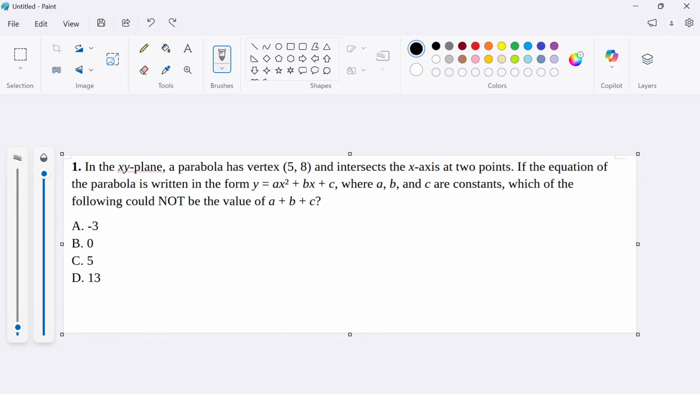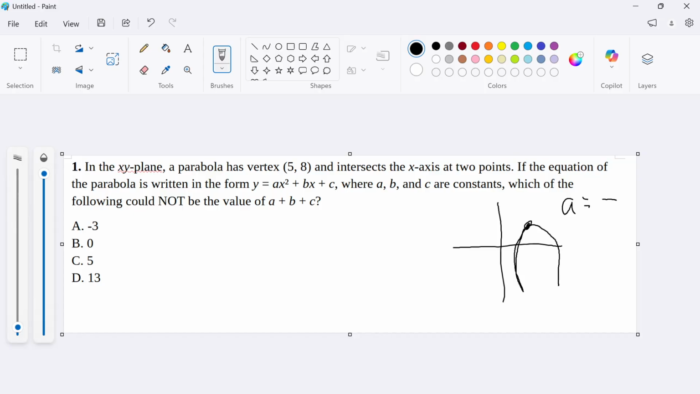Well, I'm going to show you, if you have a parabola and the vertex is at (5, 8), somewhere around there, and it intersects the x-axis at 2 points, it's got to go down. To go down, a has to be negative. If a is positive, the parabola goes up. And in this case, notice I want a plus b plus c.